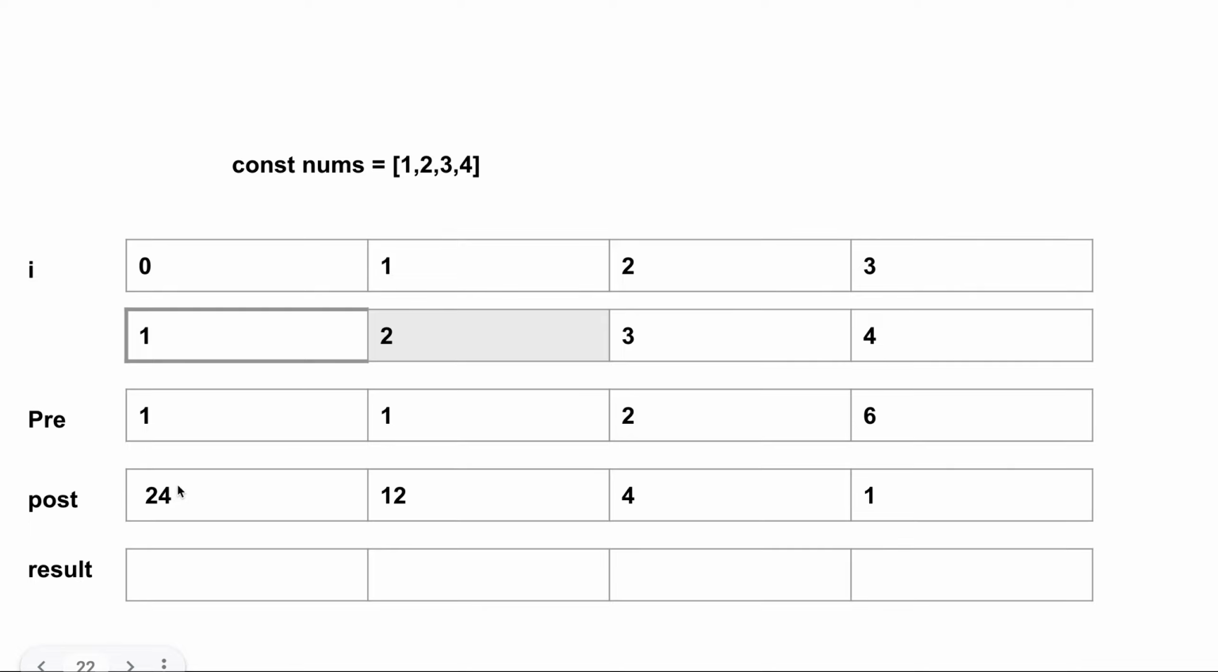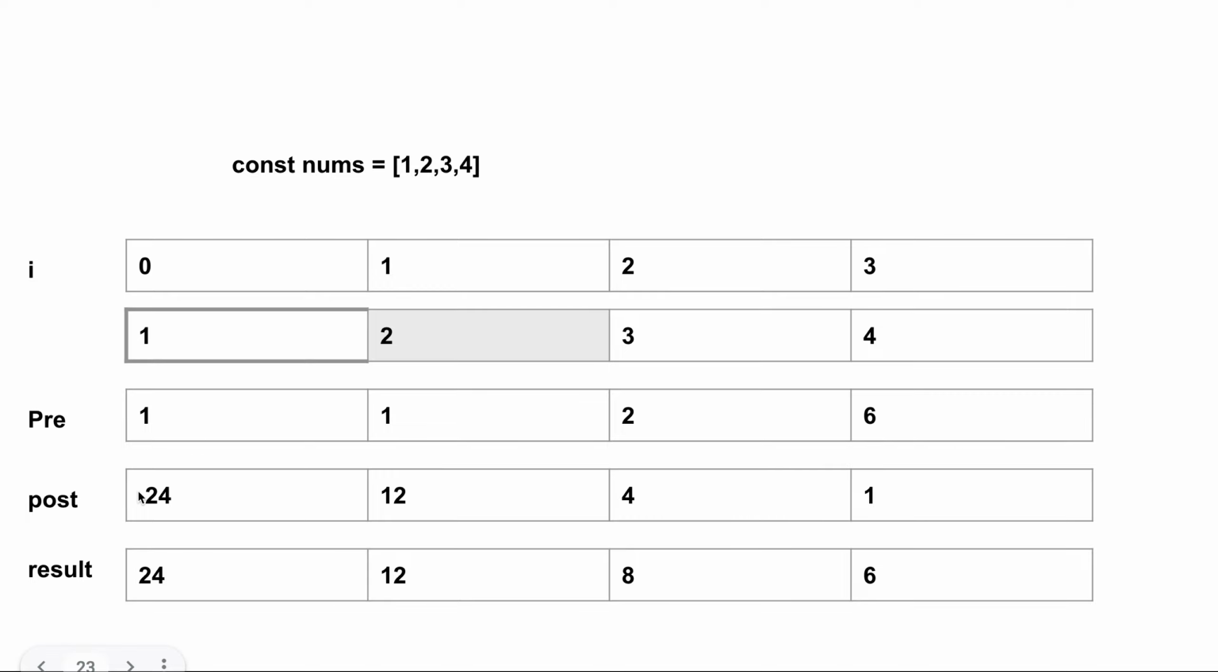And the result is just pre multiplied by post, right? So the idea, if we look at it, is this index: everything before it, pre, multiplied by everything after it, post. So 1 times 24 is 24, 12 times 1 is 12, 2 times 4 is 8, 6 times 1 is 6: 24, 12, 8, 6. So I'm not going to code the solution for this because this uses extra space capacity, right?